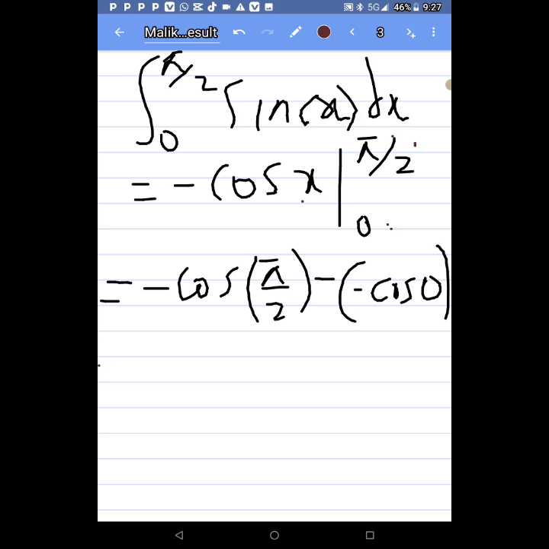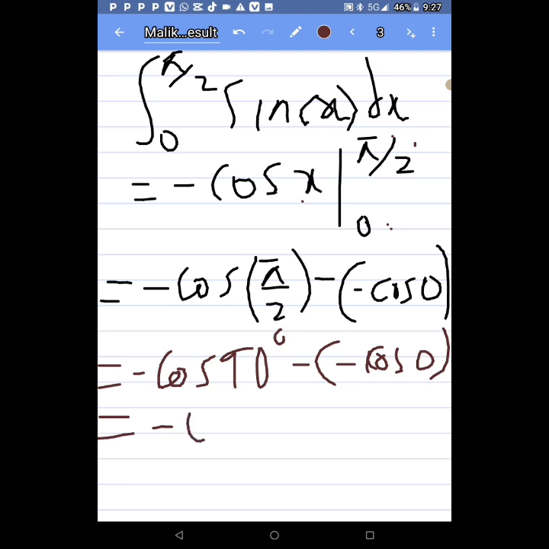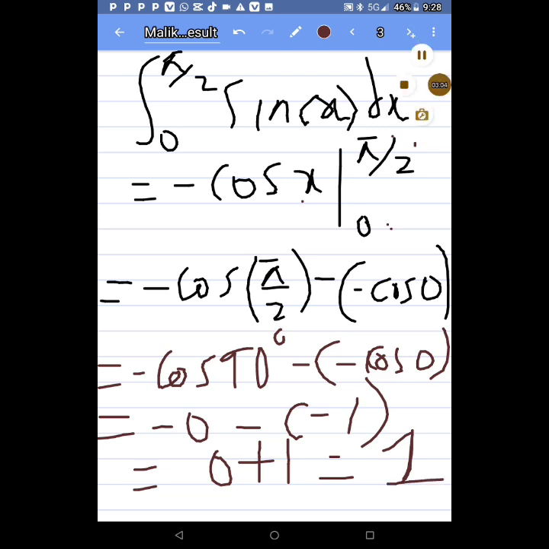So this is the same as minus cos 90 degrees, then minus into bracket minus cos 0. Cos 90 is 0. Please note that. So that will be minus 0 minus, and cos 0 is 1. Please note that. That will now be minus 0 minus into bracket minus 1. So it means that will be minus 0, which is still 0, plus 1. So our answer is positive 1. So the answer to the question is positive 1.